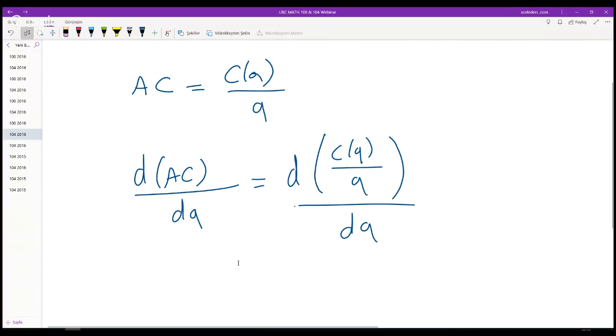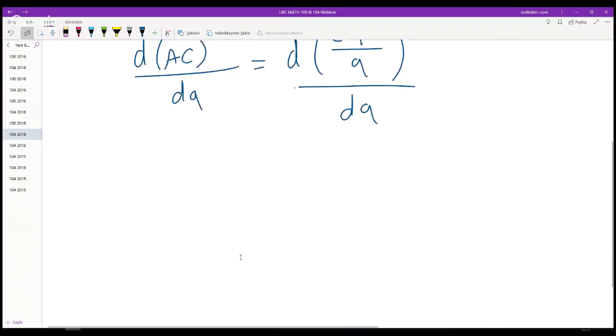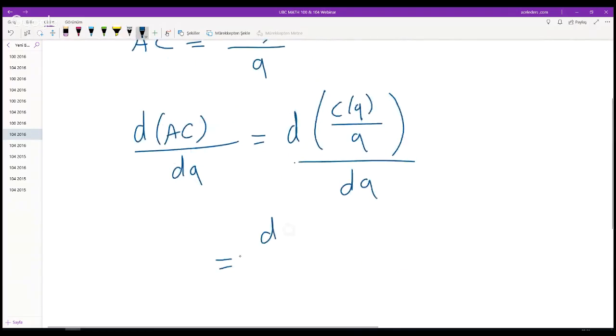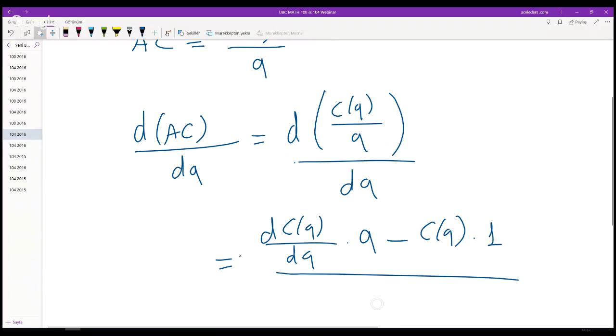But the thing to be differentiated is a division, right? So I need to apply the division rule, the quotient rule. First, the derivative of total cost with respect to Q, times Q, minus the total cost as it is, times the derivative of Q with respect to Q, which is 1, over Q square, as it is in the quotient rule.